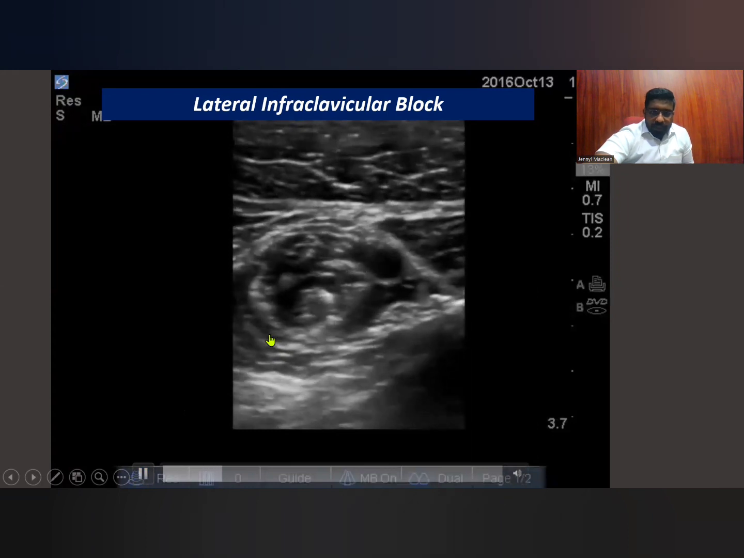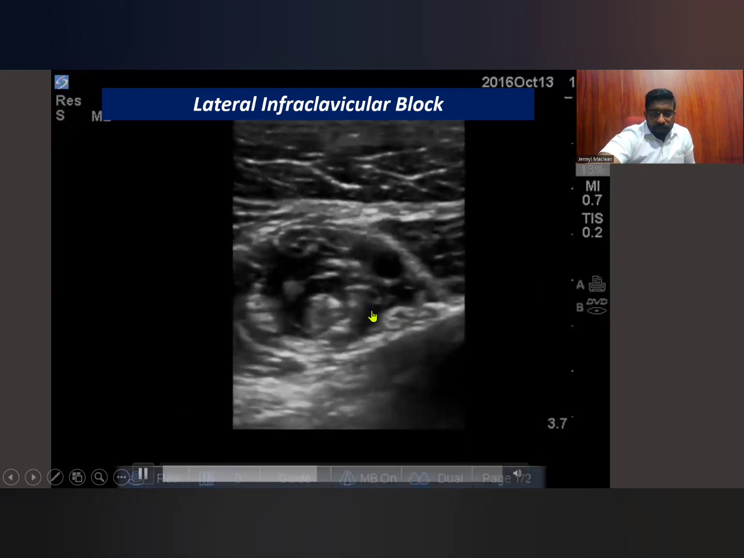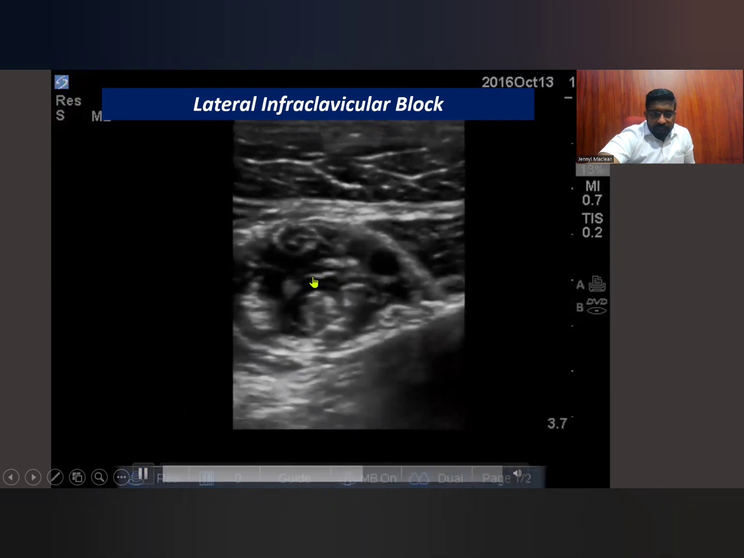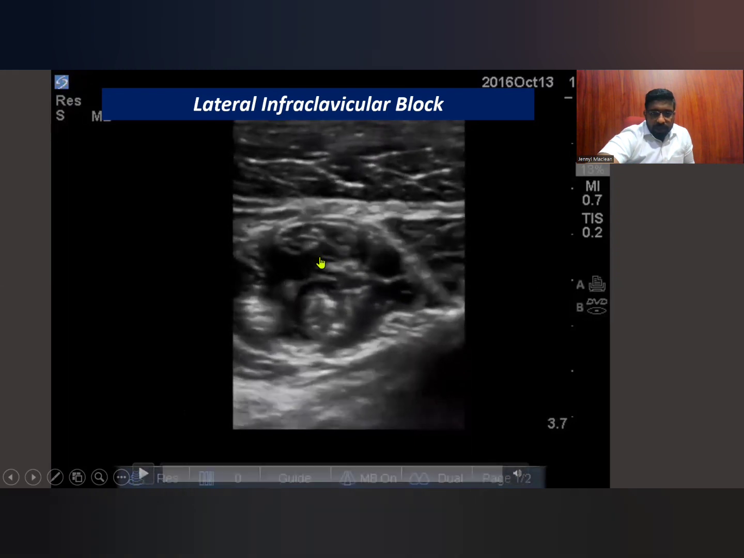See, just imagine, this is a lateral cord, this is a medial cord, this is a posterior cord. When you inject, you can see the paraneurium around the medial cord, and there is a separate compartment for the posterior cord and the lateral cord. These layers are very flimsy layers.